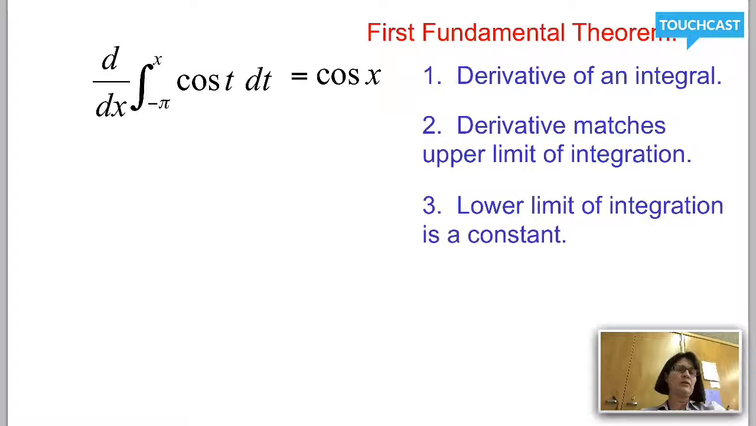So you can see here we sort of summarize that same example. If the variable that we're taking the derivative with respect to is a perfect match for the upper limit, and we're taking the derivative of an integral, and the lower limit is a constant, we can simply use that first fundamental theorem of calculus to hop right to the answer.